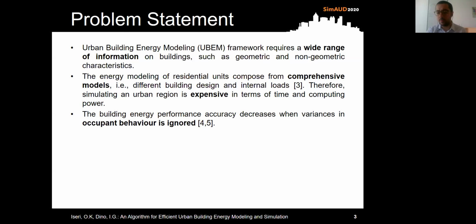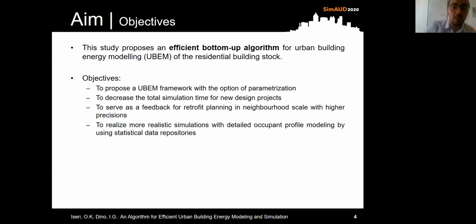And lastly, we realize that in the literature, most of the time occupancy behavior and the occupancy related parameters are ignored, but we say that it cannot be ignored because it gives you real-time solutions for urban energy modeling. Basically, this study's purpose is to propose an efficient bottom-up algorithm for urban energy modeling for residential buildings, which is a simulation-based methodology.